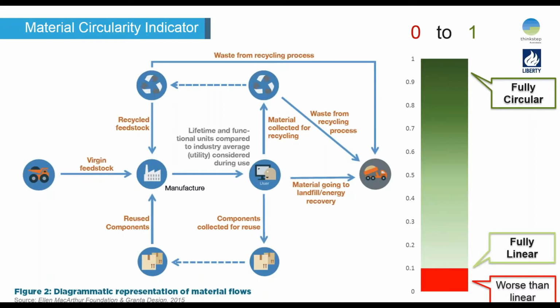1 is wholly circular, and 0.1 is fully linear. So in order to do worse than fully linear, where a product would have all of its materials from virgin sources, no waste being reused or recycled, essentially going, I don't know if you can see my mouse, but going straight through here with none of the loops around the sides. In order to be worse than that, a product would have to have a utility that is worse than the average or the standard. So a shorter lifespan or a lower use intensity, for instance.